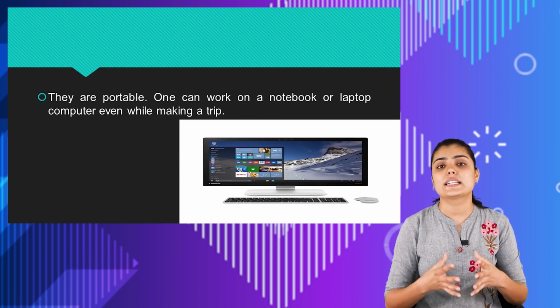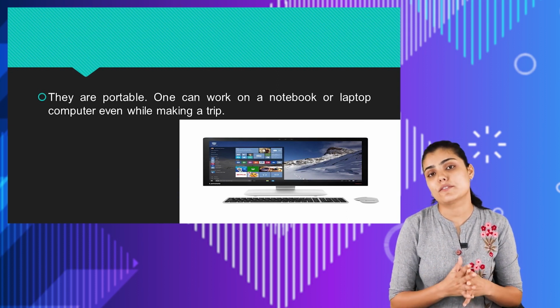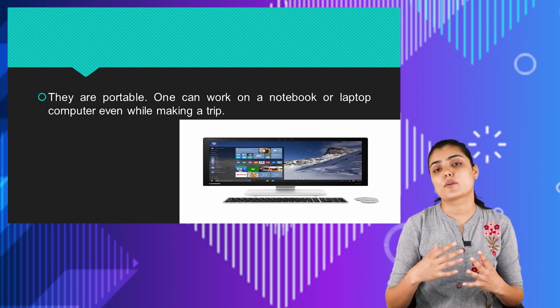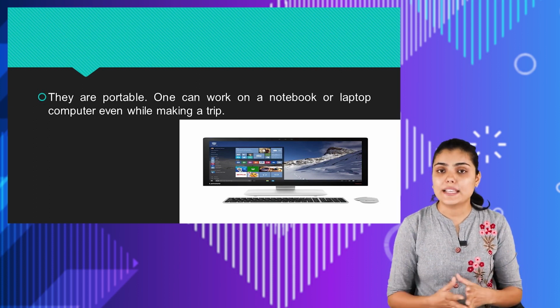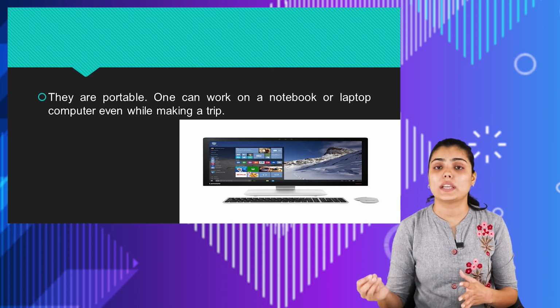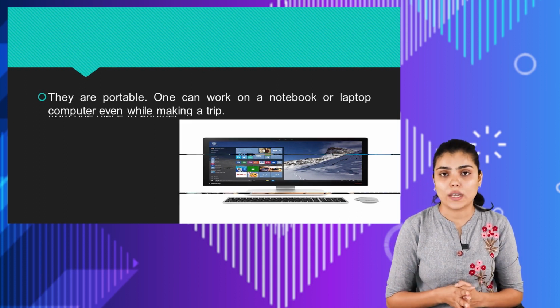Another advantage is that computers are portable, which means the user is able to move the computer from one place to another whenever required. Especially when we talk about notebooks or laptops, the computer can be used in many different places. Even if we travel to certain places, the computer can be used during that time to work or to gain any kind of knowledge.